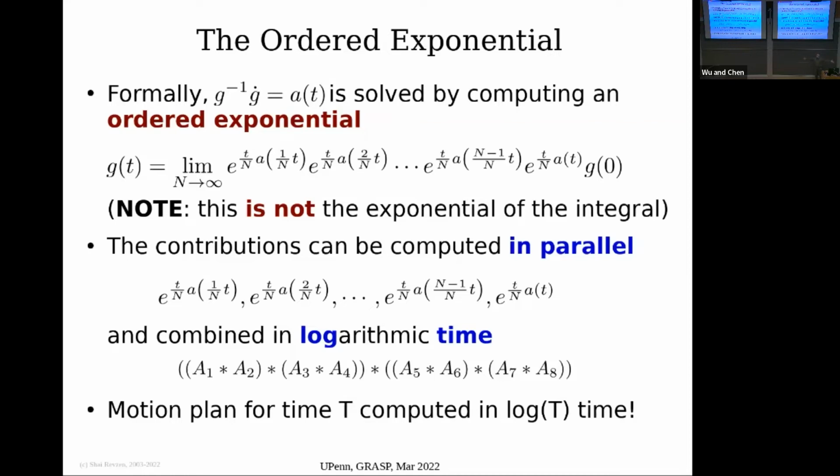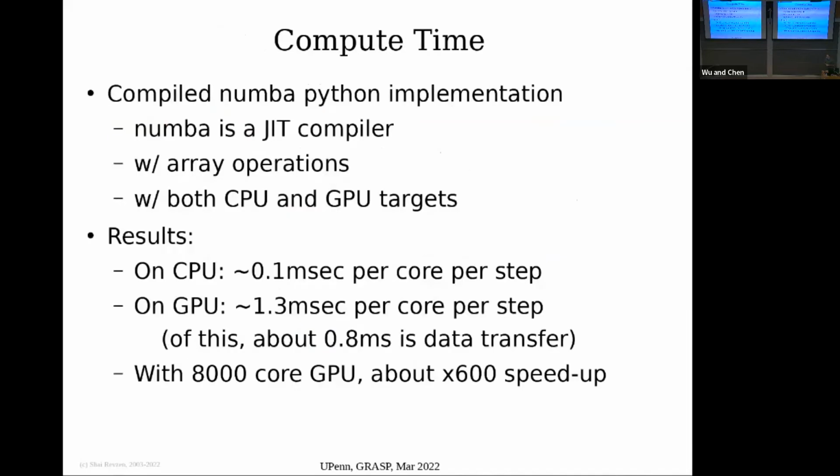We can compute all of these matrix contributions together and then combine them in pairs hierarchically, and that's in log time as a function of the planning horizon. So we can do motion plans on multi-legged systems with slipping in log time instead of linear time. That's lovely. So of course, you hear that, you immediately say, okay, we need to do this on a GPU. And so we did that.